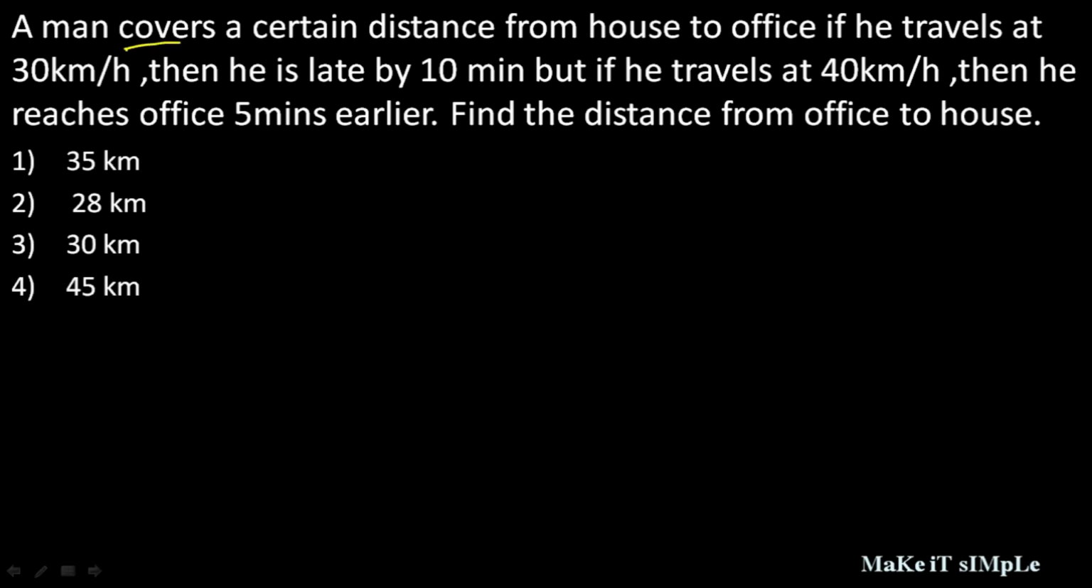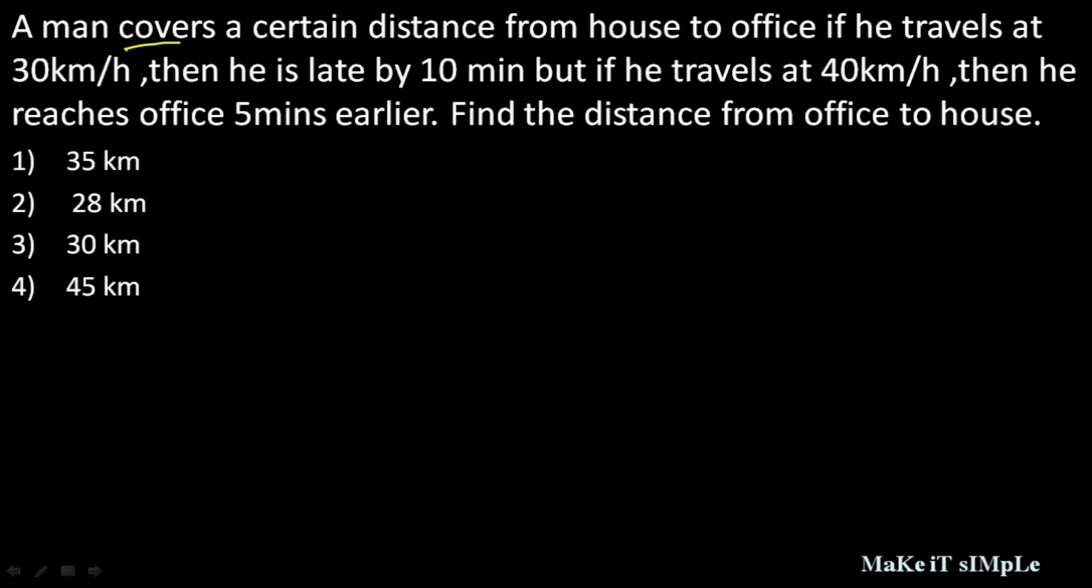A man covers a certain distance from house to office. If he travels at 30 km per hour, then he is late by 10 minutes. If he travels at 40 km per hour, then he reaches the office 5 minutes earlier. Find the distance from office to house.